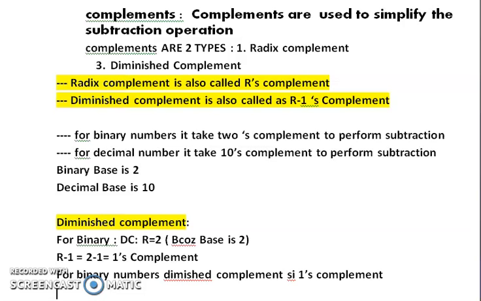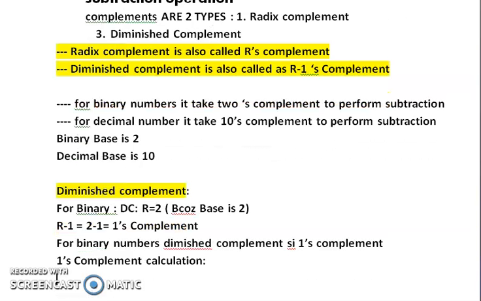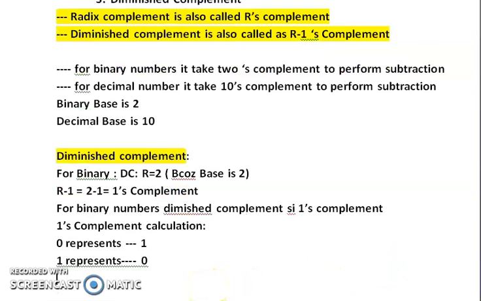So how do we calculate the one's complement? In the one's complement calculation, 0 becomes 1 and 1 becomes 0. So 0 represents 1, and 1 represents 0.